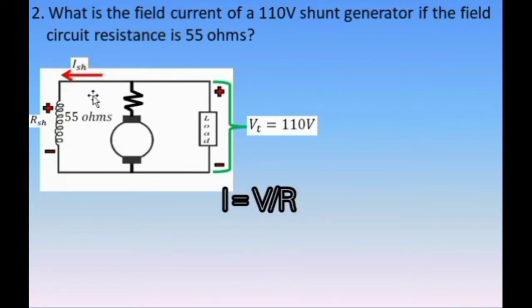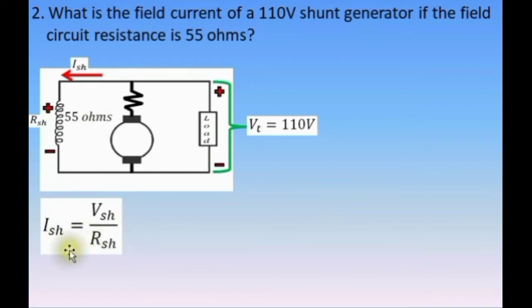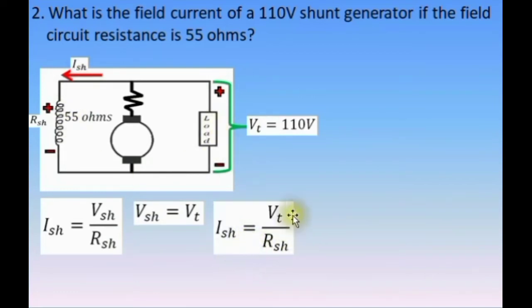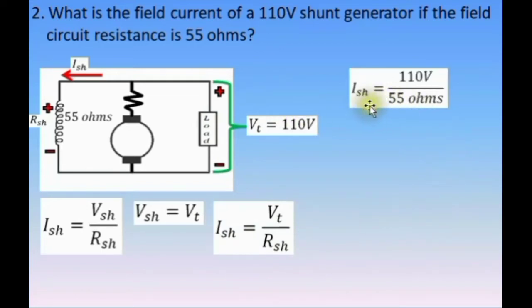Again, using Ohm's law, current equals voltage over resistance. So for this problem, we have the shunt field current equals the voltage across the shunt field winding, divided by the shunt field resistance. Again, the voltage across the field winding is equal to the terminal voltage since it is connected in parallel. So we have ISH equals VT over RSH. Substituting the values, we have ISH equals 110 volts divided by 55 ohms. The answer here is 2 amperes.